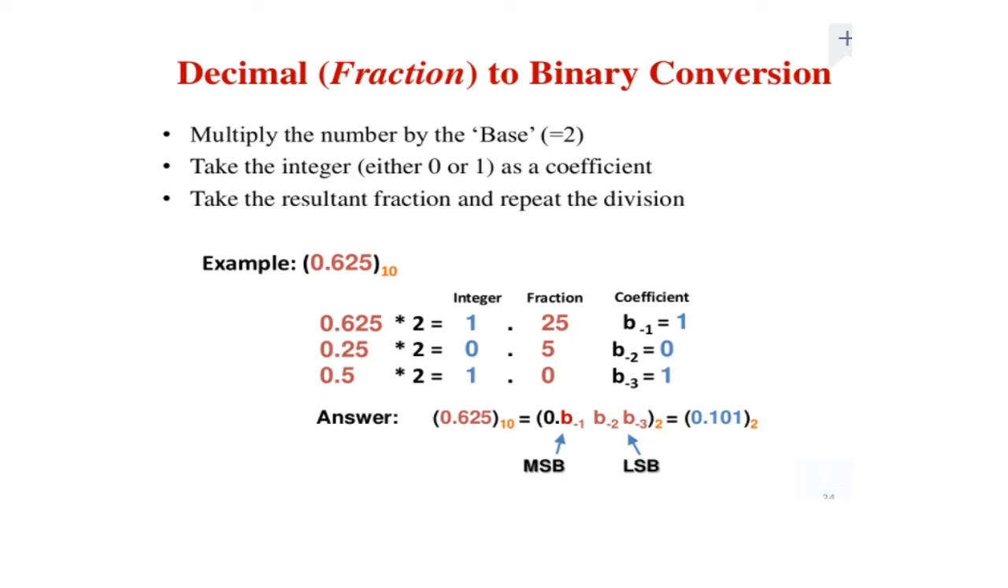Next is 0.5 into 2, that is 1.0. So b minus 3 is equal to 1. So that is 0 dot b minus 1, b minus 2, b minus 3, that is 0.101. This should be the value for 0.625.